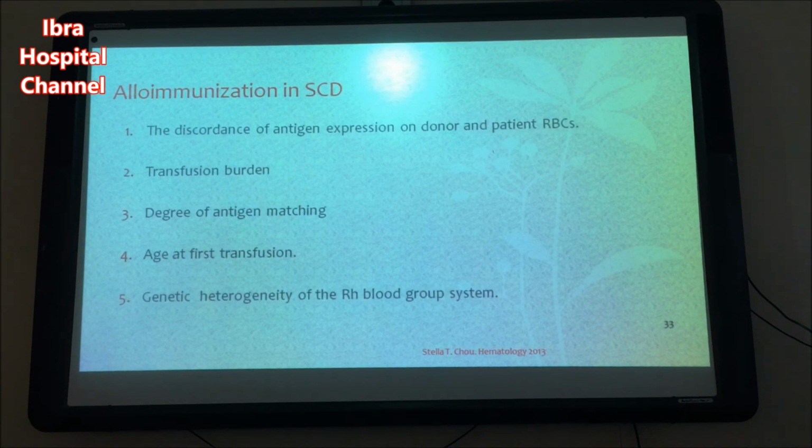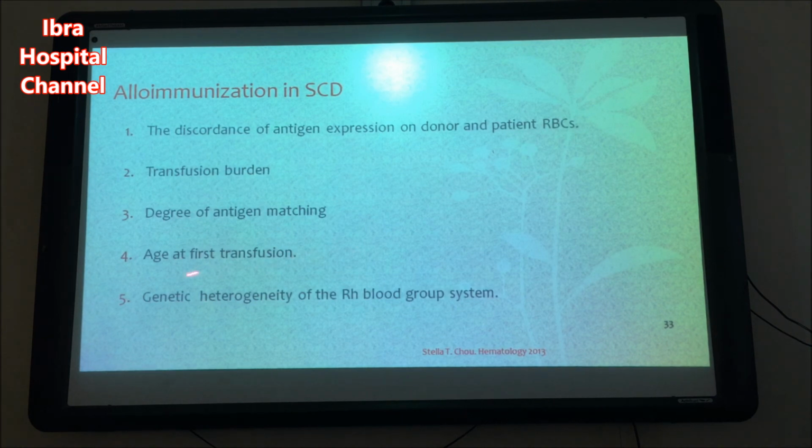Why do sickle cell patients have more risk of alloimmunization? Because there is a discrepancy between the antigen expression of donors and patients, and they receive lots of blood transfusions, so they have higher risk of alloimmunization. And the degree of antigen matching, as we said, if you give Rh match versus extended match versus only blood group compatible, there is a difference in the risk.